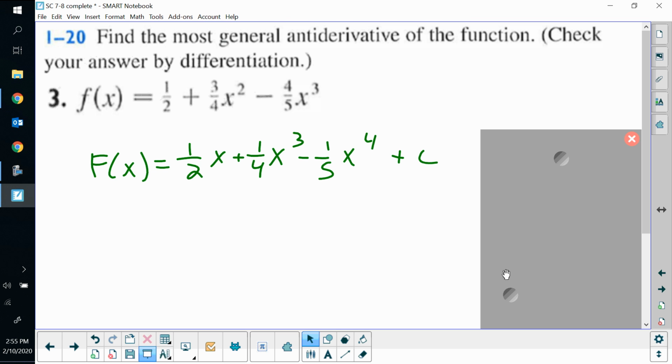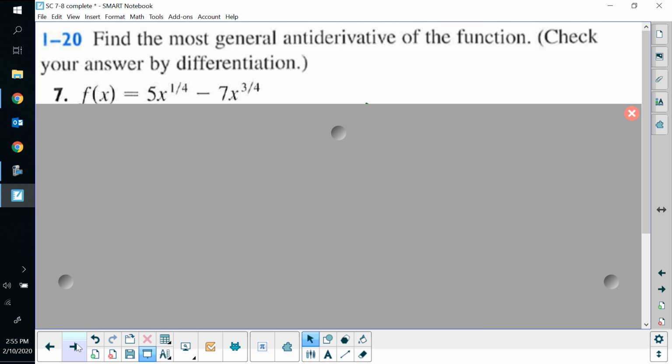And then make sure you have your plus c on the end. It's helpful to remember dividing is the same as multiplying by the reciprocal, because we'll see fractions a good amount. Okay, we can go ahead and pause and give 2 or 3 minutes for this one.